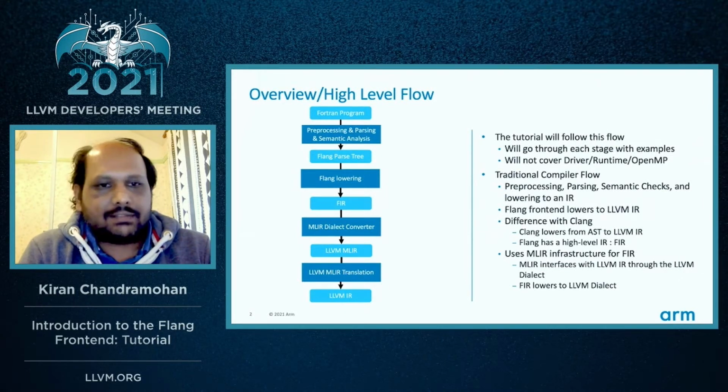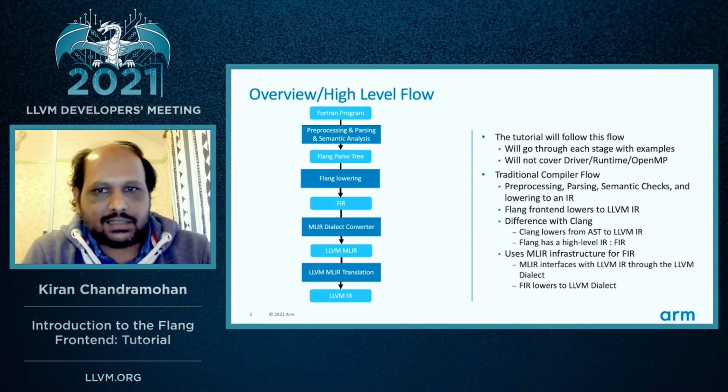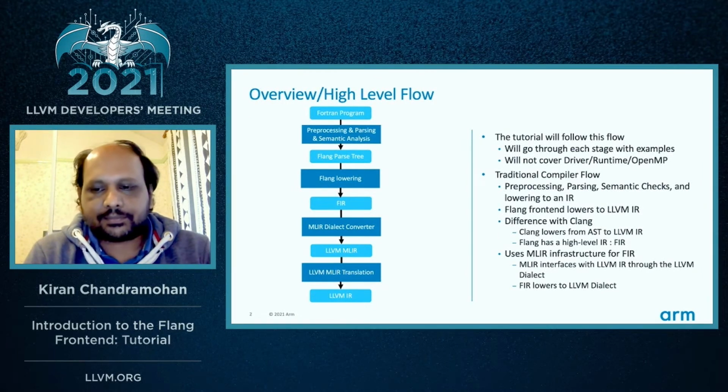The FIR high-level IR is built using the MLIR compiler infrastructure. As people might know, MLIR interfaces with LLVM IR through the LLVM dialect. And FIR basically lowers to this LLVM dialect, and then the MLIR flow takes over and converts it into LLVM IR. So that's a very high-level overview of the flow of the Flang compiler.